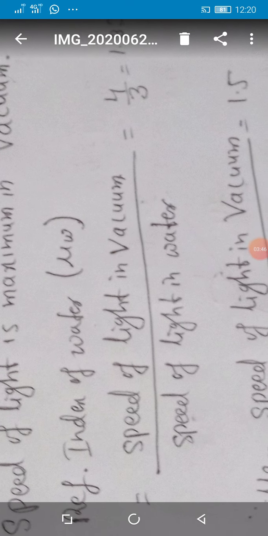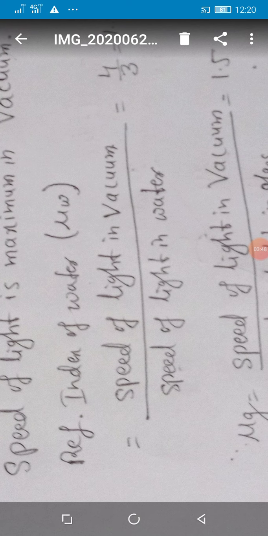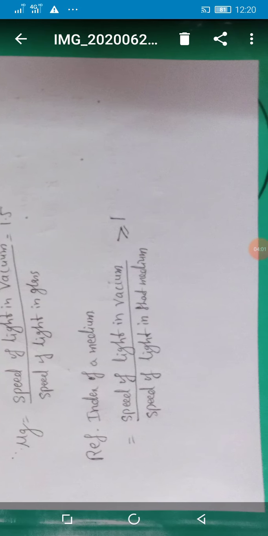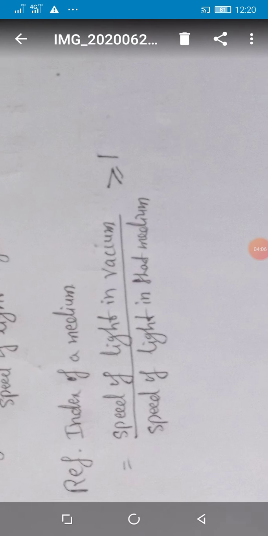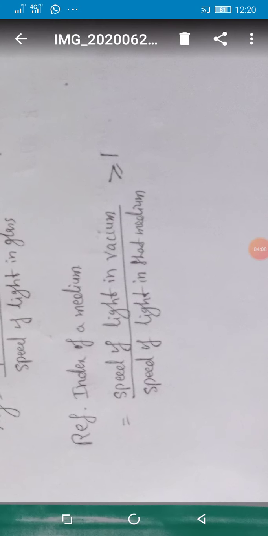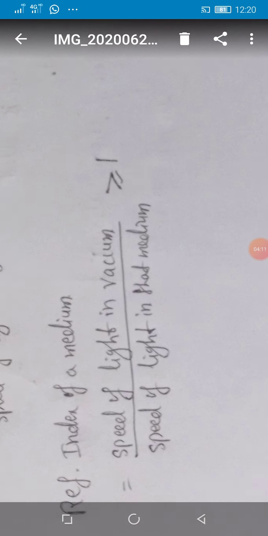So this basic formula you have to remember. If I want to find out the refractive index of any medium, student, and the first medium I am supposing to be air or vacuum, then the formula will be speed of light in vacuum upon speed of light in medium. Now since the speed of light in vacuum is maximum, the refractive index of a medium will always be greater than 1, because the speed of light in vacuum is maximum, student. So this is one way of finding refractive index.